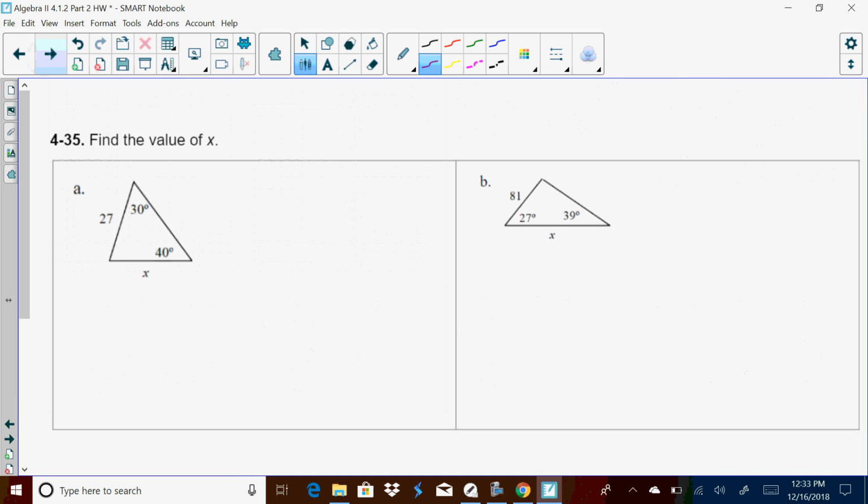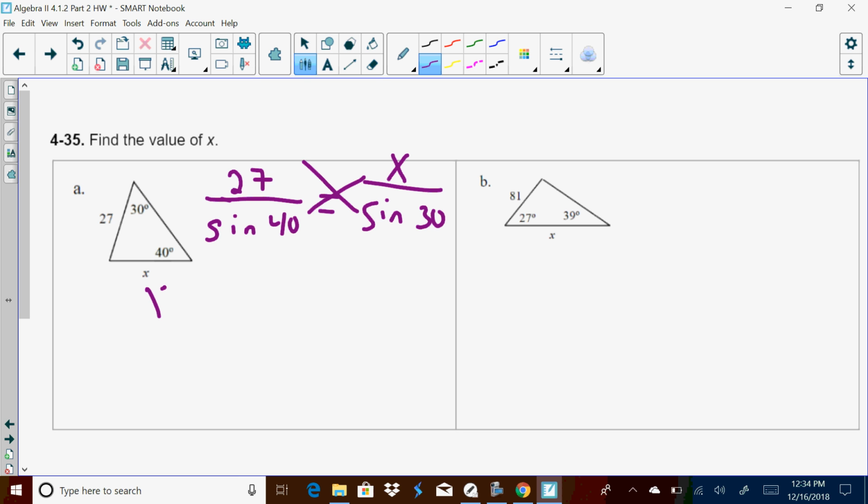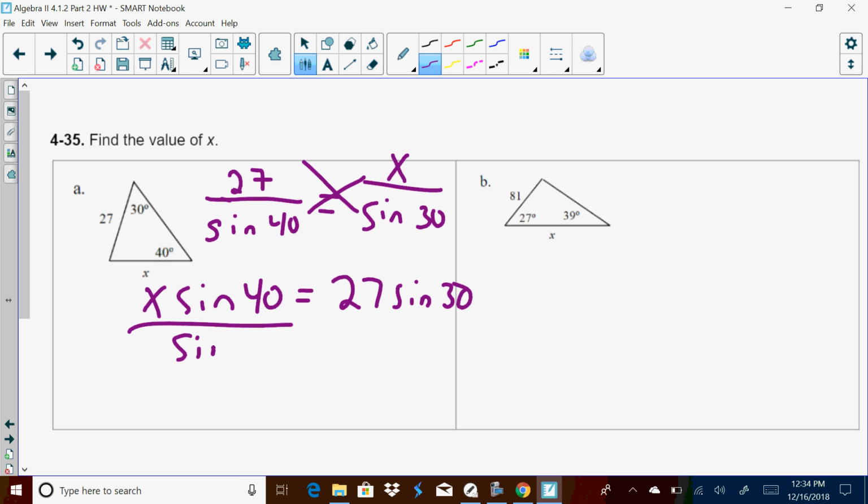Problem 35, find x. So we have to use sine and cosine to do this. So for part A, we're going to do 27 over the sine of 40 is equal to x over the sine of 30 because we're using the law of sines. So we're going to cross multiply and we get x sine of 40 equals 27 sine of 30, divided by sine of 40. These cancel, so I get x equals 21.